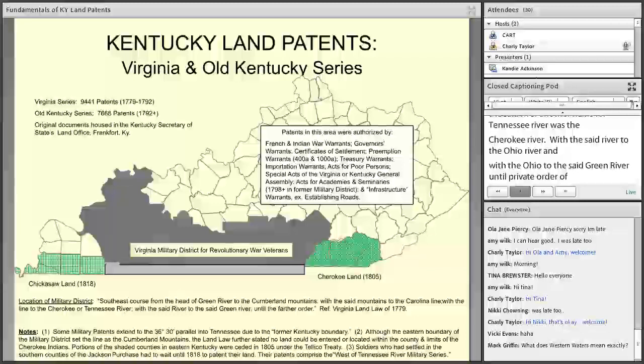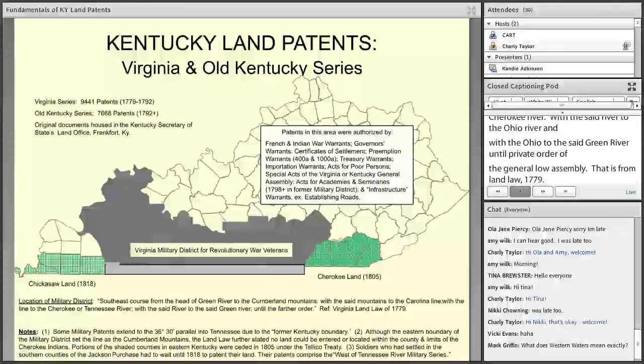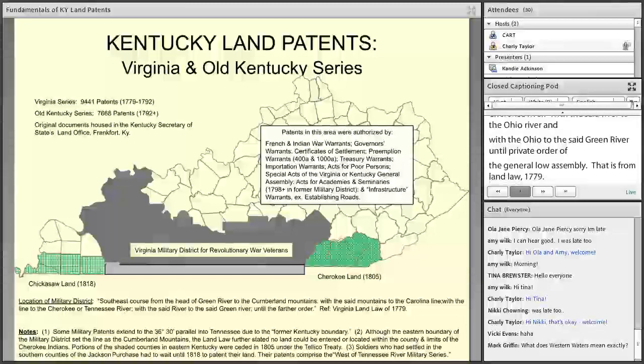1779. A map is worth a thousand words, so let's take a look at this. Okay, I'm really going to be good with this arrow before this is over. The General Assembly of Virginia said that you could not patent land that still belonged to the Native Americans. The lower third of the Jackson Purchase was Chickasaw. It did not cede to the United States until 1818.